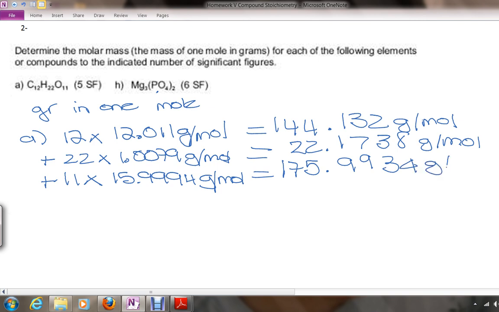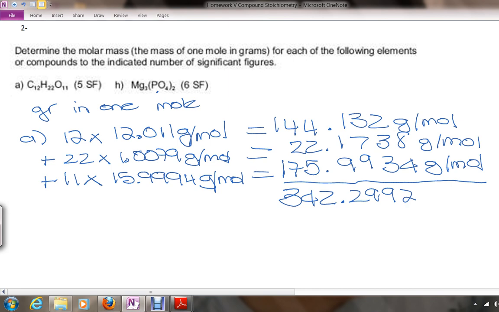0.9934 grams per mole. Then we add them all together. 144.132. I don't know if it's right. You can double check by your own. 342. 42.2992. Now, you have three decimals.